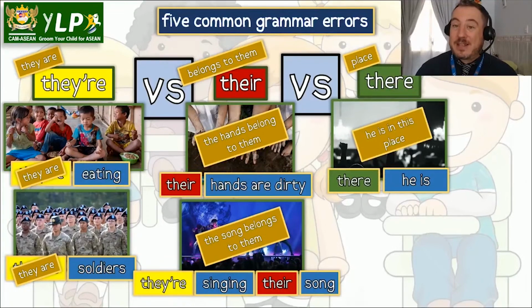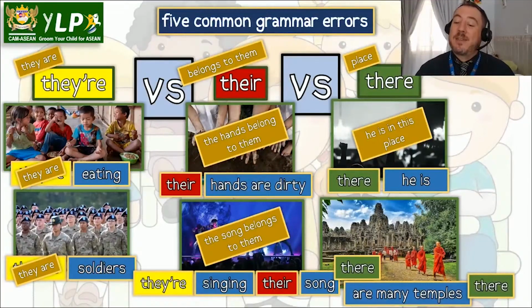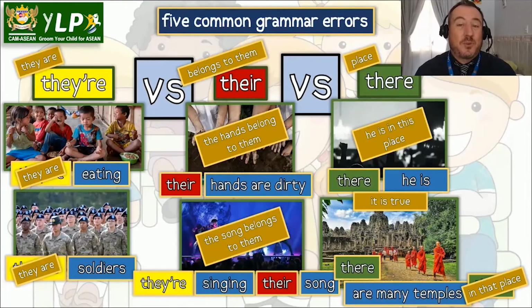He is in this place, which means over there, or that place. Or we might also use it to say that something is true. So we might say something like, there are many temples there. Let's say we're talking about Siem Reap. We might say, there are many temples there. The second there, we're using that to talk about a place. The first there, we're using that to talk about something that is true. There are. It just means something that is true.